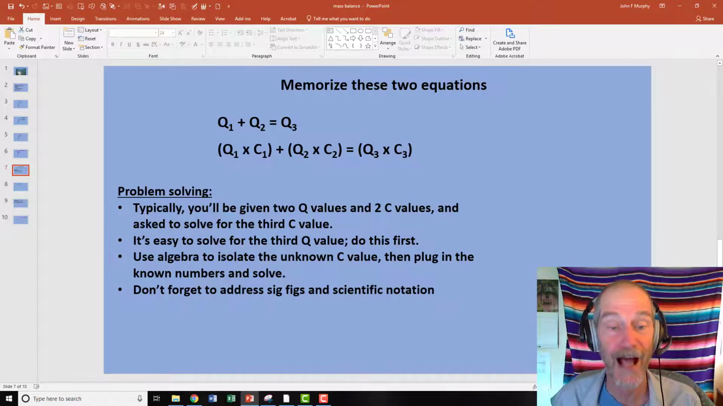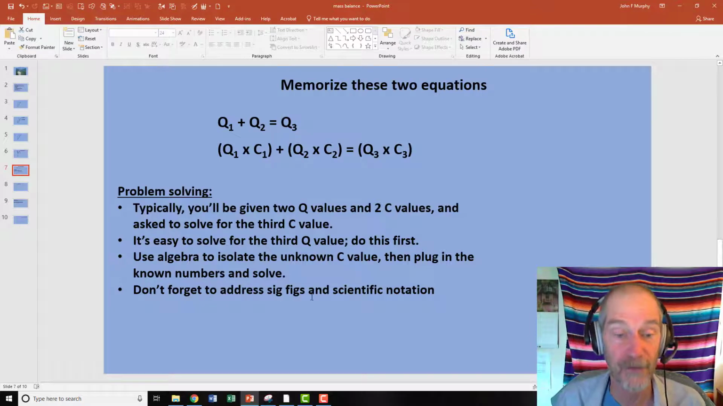So you need to use algebra at first to isolate the unknown C value and then plug in the known numbers and solve it. Okay, so the first step is get all the Q's. The second step is to solve for the unknown C wherever it is using algebra. And then the third step is to sub in all the values, do the math, and figure out your answer. And lastly, don't forget to address significant figures and scientific notation.